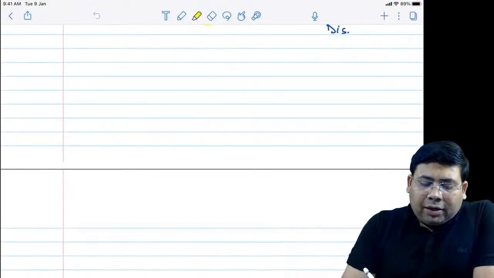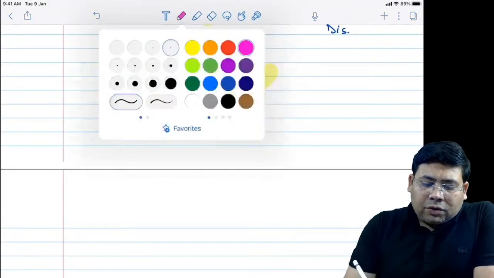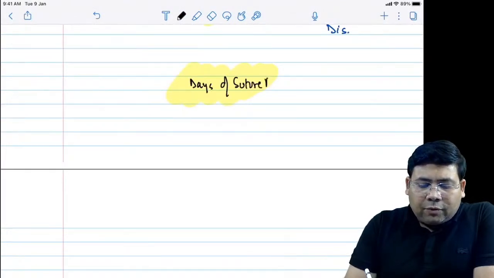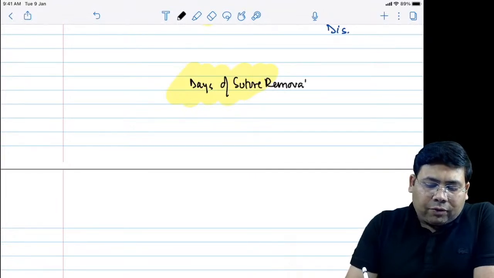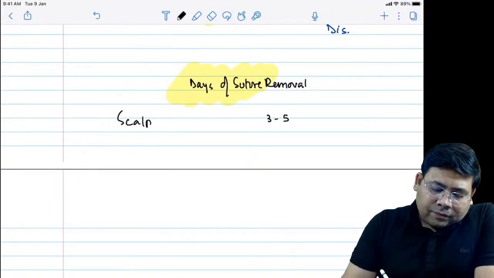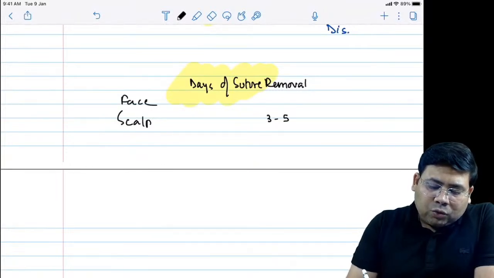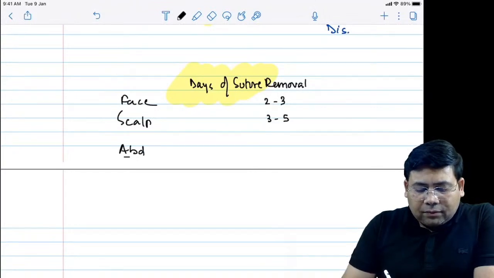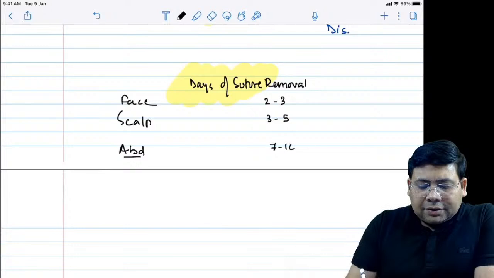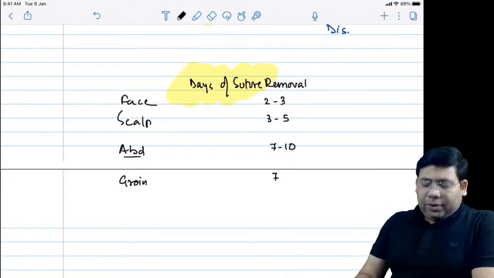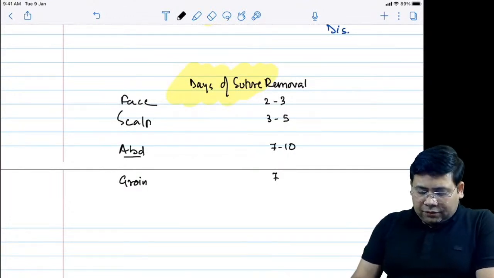When we are doing suturing, on one side, days of suture removal. This is again very, very important. So if we have scalp, 3 to 5 days. Face, before that, 2 to 3 days. Then abdomen, 7 to 10 days. Groin, 7 days. So abdomen, groin, 7 days.